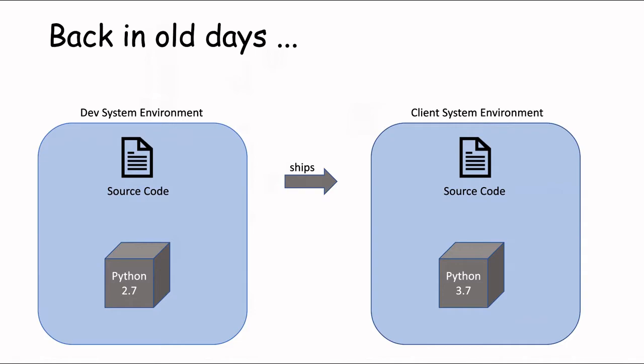Consider a scenario where a developer is working on a project for a client. Now, the Python version that the developer is using in this scenario is 2.7. The whole code base written by the developer is dependent on Python 2.7. So far so good, right? Now on completion of the project, the developer ships the code to the client, but guess what? On the client side, the Python version installed is 3.7, which causes the code to fail as it's not compatible with Python version 3.7. The reason being, it was developed using Python version 2.7.